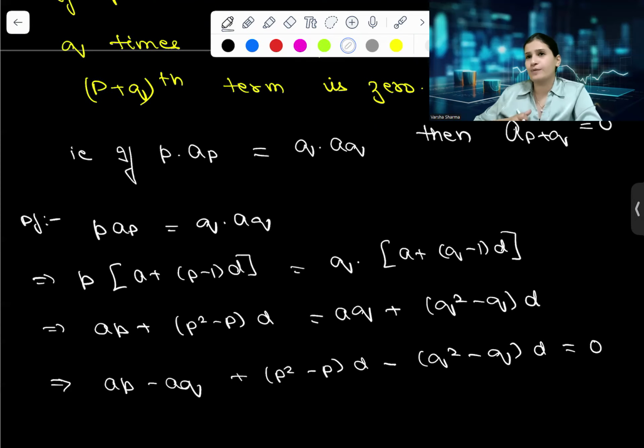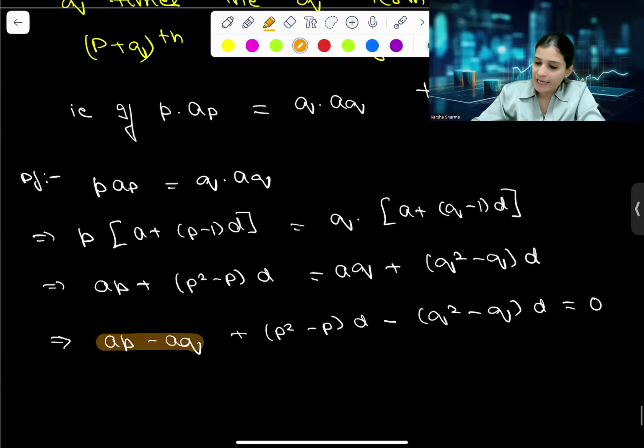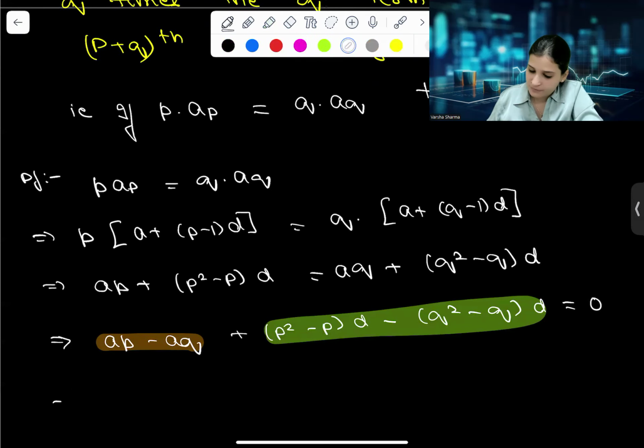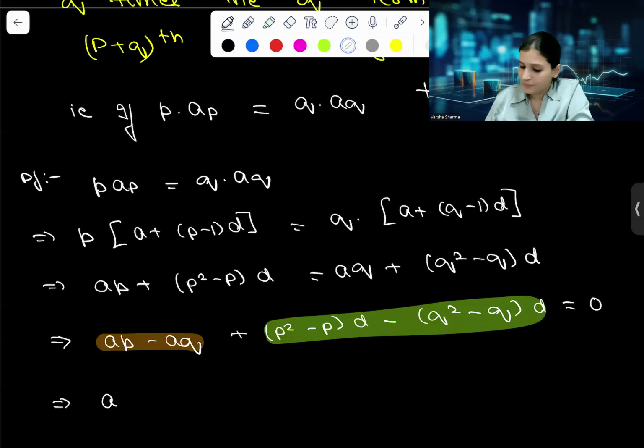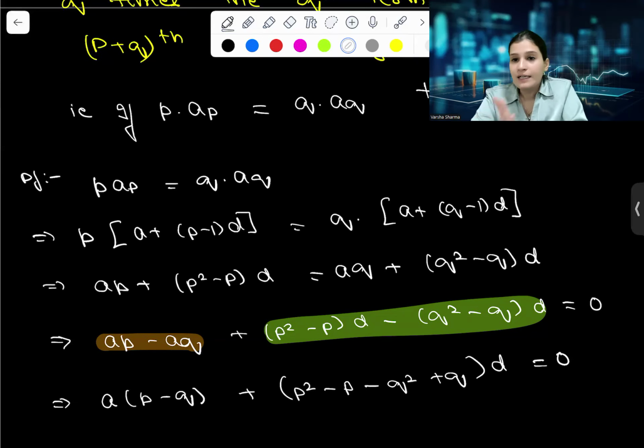I brought all the terms to one side. Now taking common. In the first two, taking A common. In the last two, taking D common. We'll use our factorization skills here. Taking A common, P minus Q. Taking D common, P square minus P minus Q square plus Q equals 0. Till here, does anyone have any doubts?